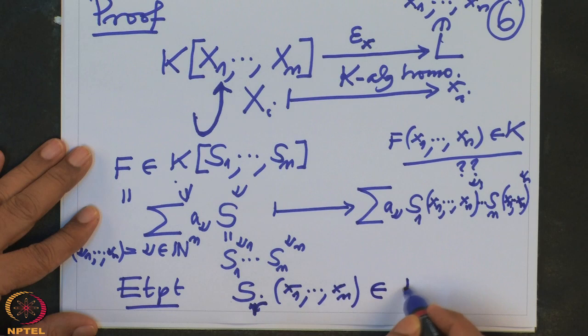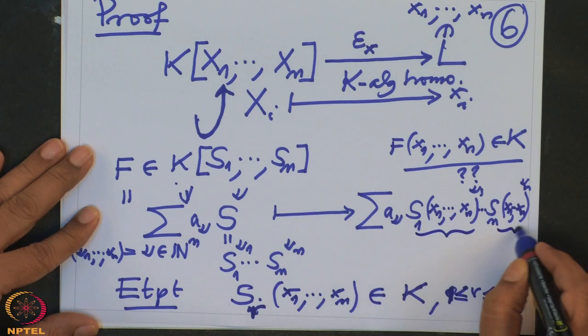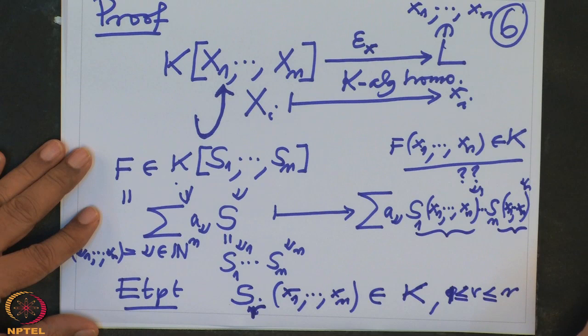This is enough to check for all r from 0 to 1 to n. Then all these individually are in K, therefore their powers are in K, therefore the sum is in K, and then we are finished. But what do you know about this? What is the relation between f's roots and the symmetric function?